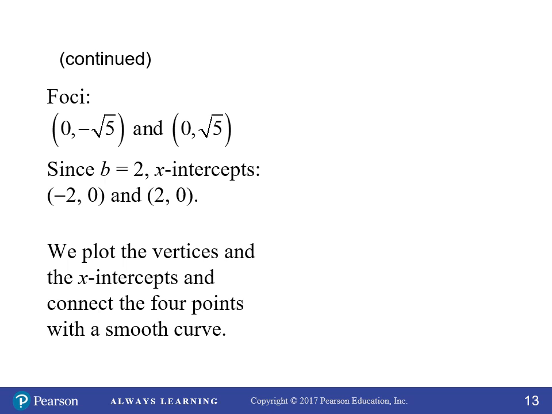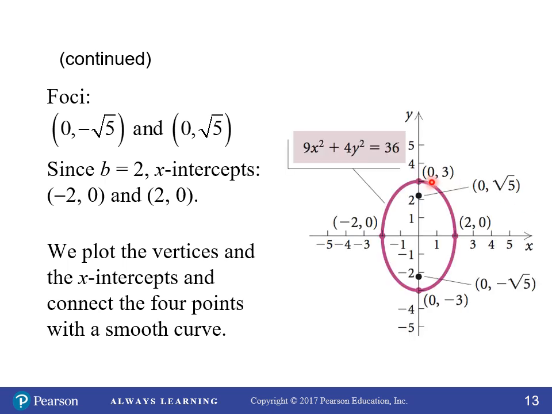So then we're going to plot those points. You can see the 0, 3, the 0, negative 3, 2, 0, negative 2, 0, and then there's our foci at 0, square root of 5, and 0, negative square root of 5. Of course, we're only going to connect the points on the outside.